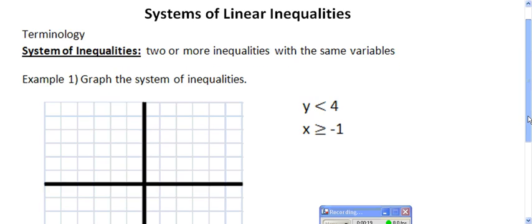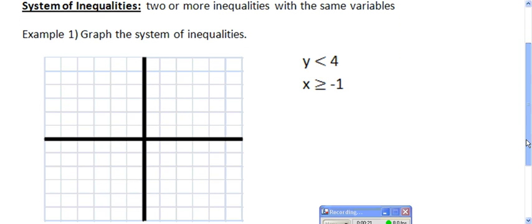Example 1, here's your two inequalities. We have y is less than 4, x is greater than or equal to negative 1. I'm going to go ahead and graph y is less than 4. Note, less than sign requires a dotted line. Y less than 4 is plotted.